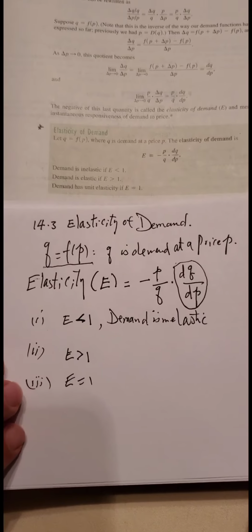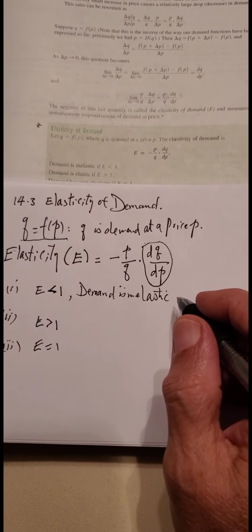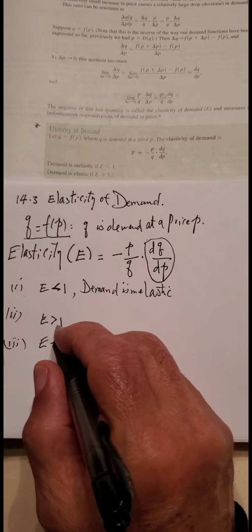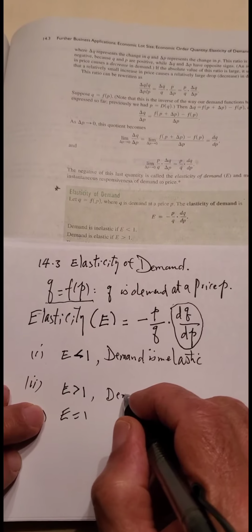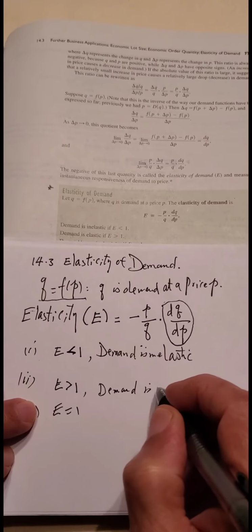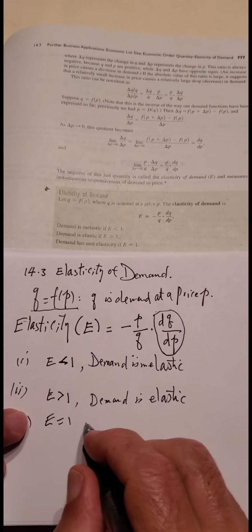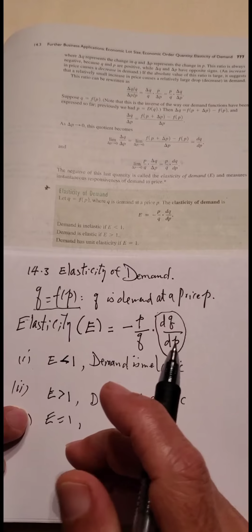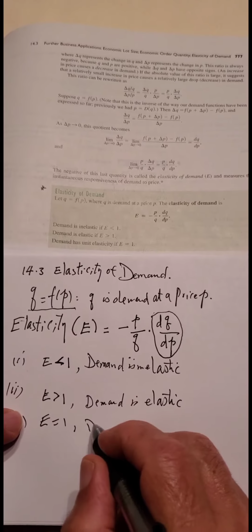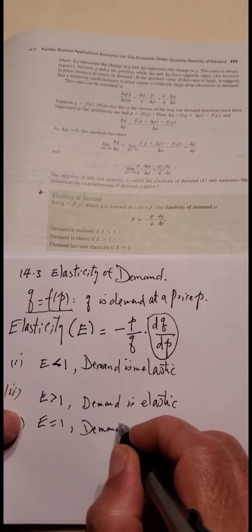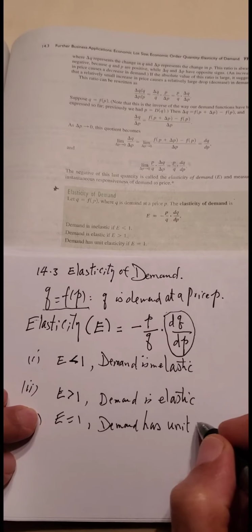Later on, I will show it to you with a picture. Perhaps you understand it better. Second case, when E is greater than 1, then we say that demand is elastic. Third case, when E is equal to 1, the demand has unit elasticity. So in this case, we say that demand has unit elasticity.